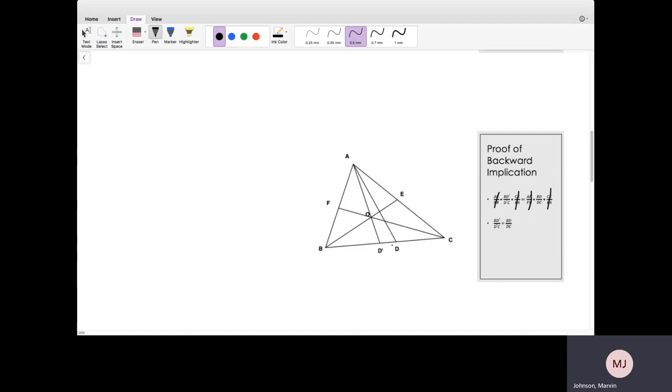Now, if you're looking at the picture, they don't look very equal, and that's by design. We want to show that in order for these ratios to be equal, AD prime has to coincide with AD. AD has to be concurrent with these other Cevians.